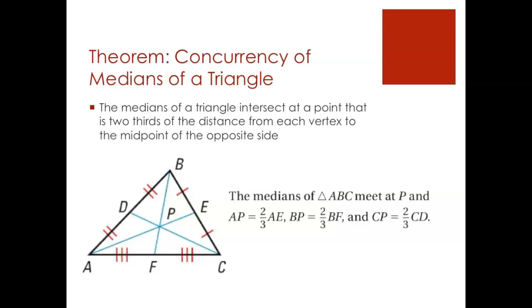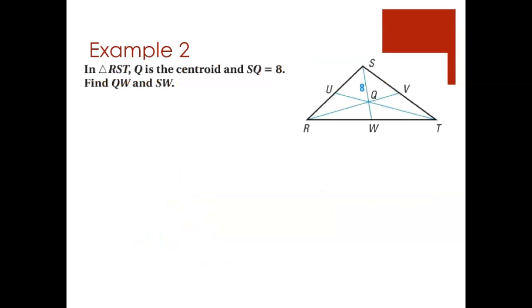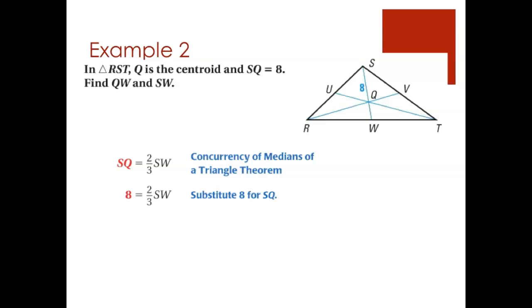Take a look at example 2. In triangle RST, Q is the centroid and SQ is equal to 8. Find QW and SW. Let's start by finding SW. Now, based on the theorem, we can say that SQ is going to be 2/3 of SW. So we'll write that down. Now we're told SQ is equal to 8. Substitute, and then we'll go ahead and multiply both sides by 3 and divide by 2, and that gives us that SW must be equal to 12.